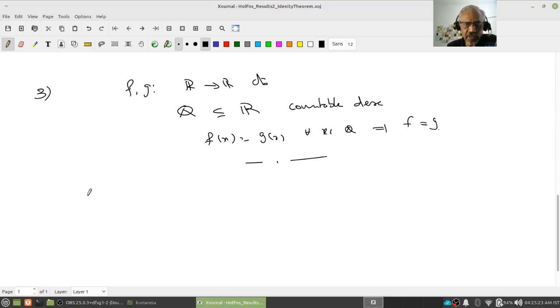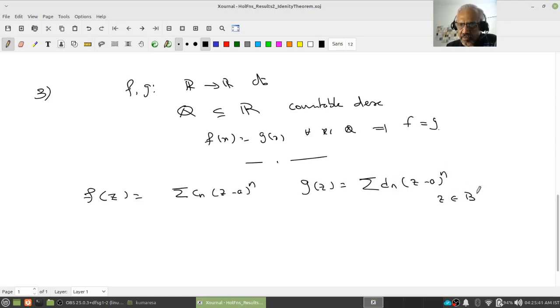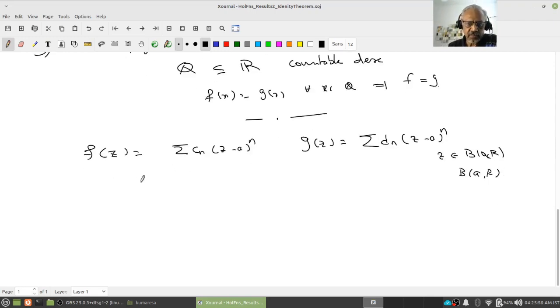So suppose I have power series f(z) equal to the sum of c_n (z minus a)^n, and g(z) equal to the sum of d_n (z minus a)^n. This is valid on a disk of radius r. So these are functions now, f and g are functions. I want to know when these power series functions are equal.